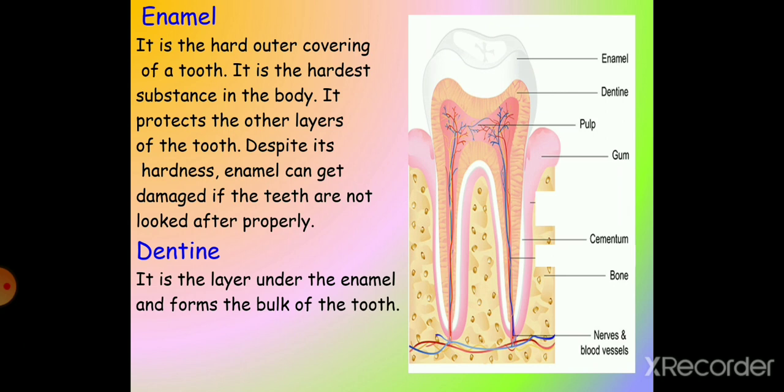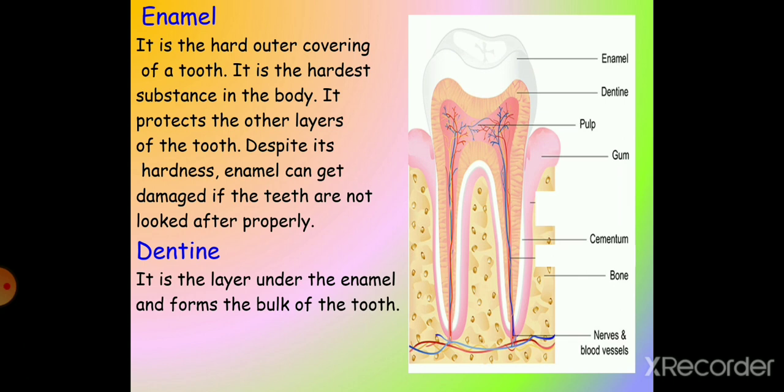Now, despite its hardness, the enamel can actually get damaged if we are not taking proper care of our teeth. So, it is very important that we look after our teeth properly so that the enamel can protect our teeth. And the next part of the tooth is the dentin. As you can see in the picture, it lies just below the enamel and it forms the bulk of the tooth. The dentin actually protects our teeth from the heat and the cold.